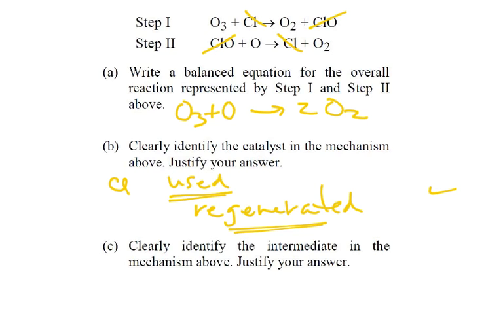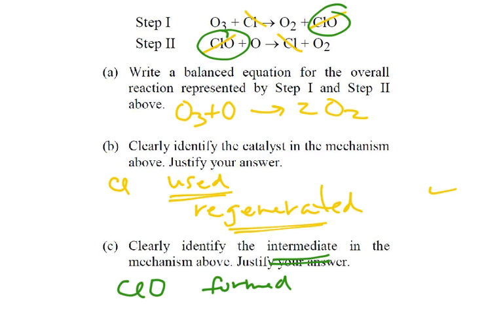Now the other part, what about an intermediate? Well, the ClO, that's our intermediate. And in this case, it's the ClO because it is formed in one step, but it is used up again in a later step. So it's formed and then used up. So the catalyst is used and then reformed, and the intermediate is formed and then used up.